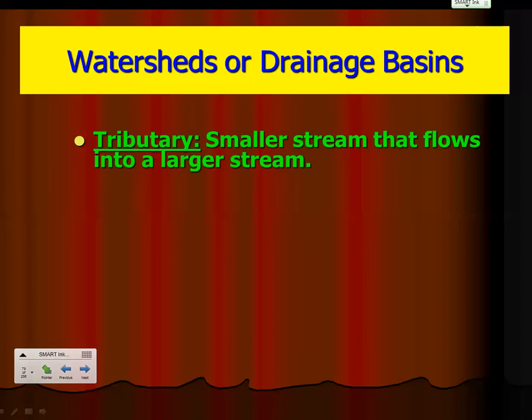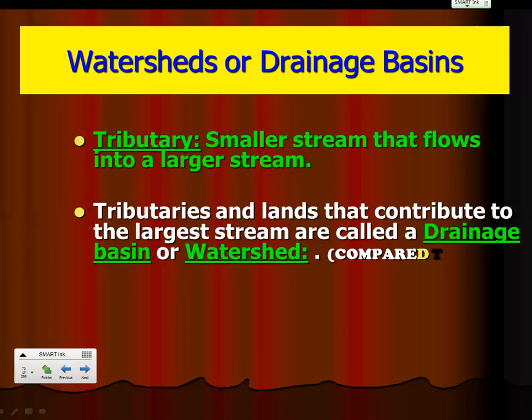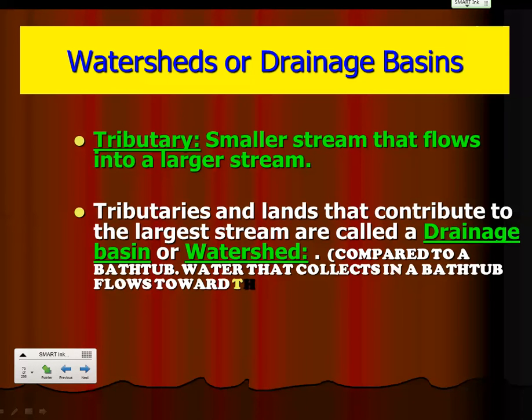Okay, watersheds or drainage basins. Now tributaries, you know, this is a smaller stream or river that usually feeds a larger one. They contribute to the water, is what I learned when I was in school. Tributaries and lands that contribute to the largest stream are called drainage basins. Sometimes we call them watersheds.